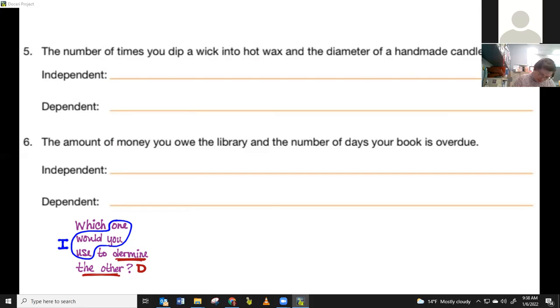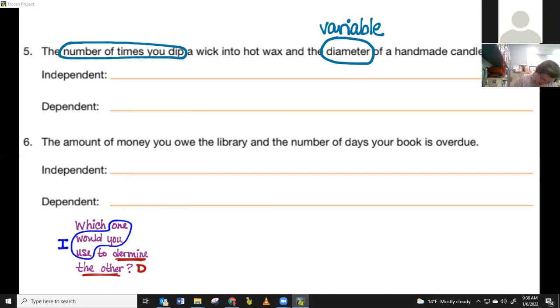Diameter. Diameter is one of the variables. Number of times you dip. Yes. That is our other variable. What does diameter mean?